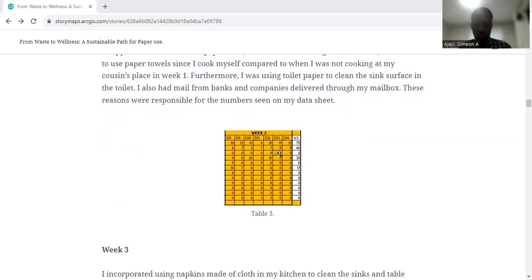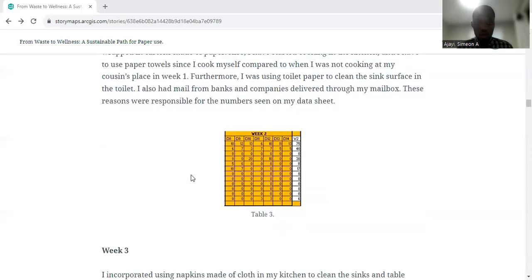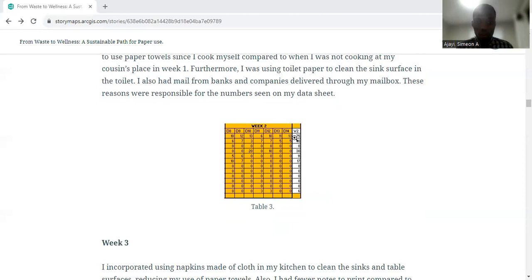So this is week 2. You can see here, sorry, I didn't put the paper product label, but this is the paper towels, toilet papers, and then these are the printing papers. And then these are the mailboxes, mails, and then these are the food items, food product, and then cartons. I got these a lot because I was trying to move to a new place.